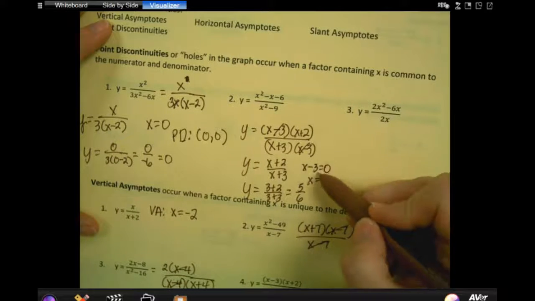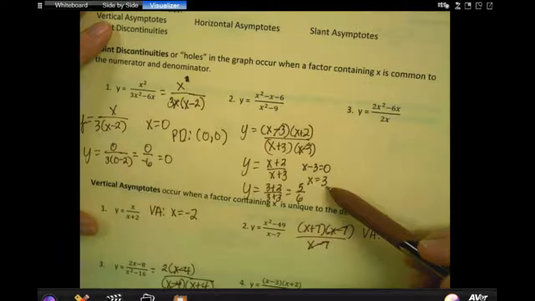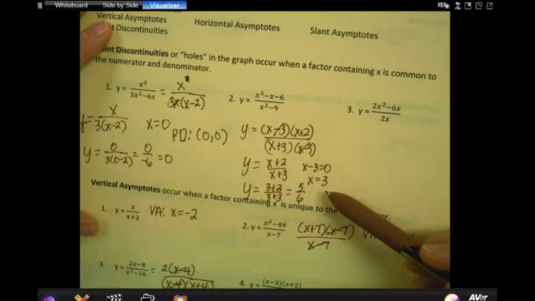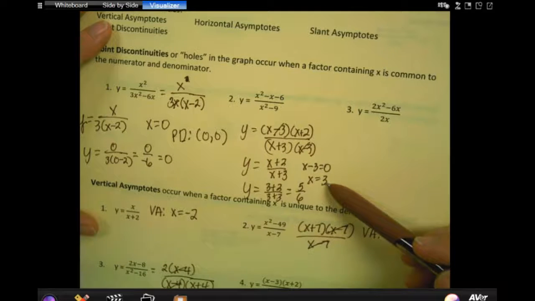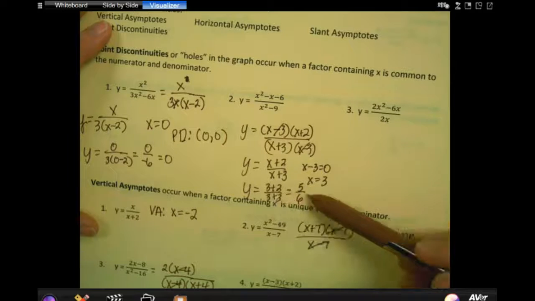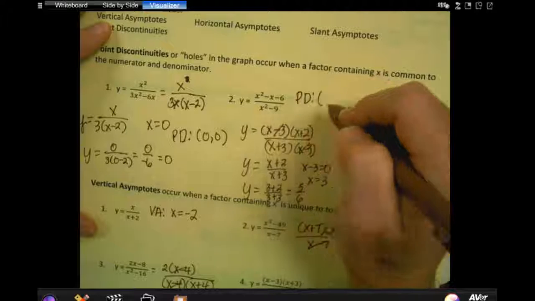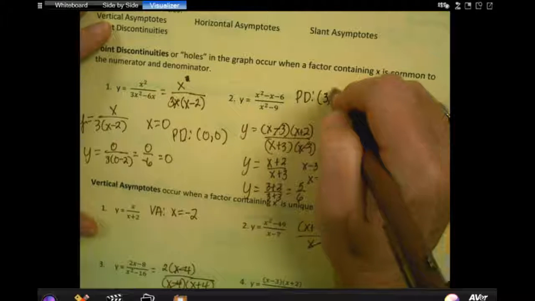So whatever you cross out, you set it equal to 0. So it's a positive 3, right? I could have made that mistake. So it's positive 3. And when I plug it in then, 3 plus 2 gives me 5, and 3 plus 3 gives me 6. So my point discontinuity this time is 3 and 5, 6.